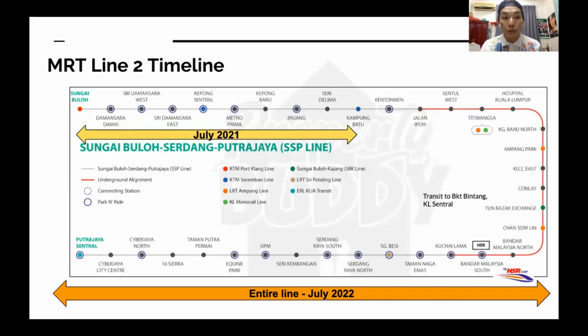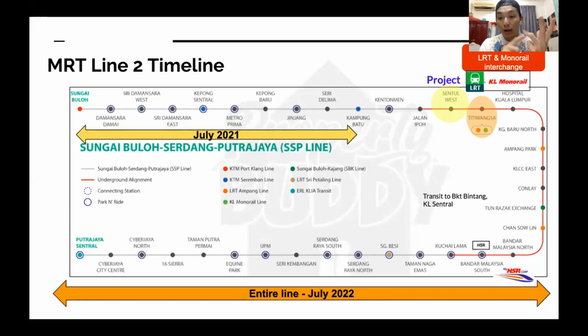Then of course, going through the MRT Line 2 timeline, and also what are the important stations in MRT Line 2. So the project is at Sentul West. Then the next station, you get to link to KL monorail and also LRT, right? So this will be a place where you have MRT Line 2, KL monorail and LRT. Then you are 4 stations away to KLCC, which is the working population hotspot.